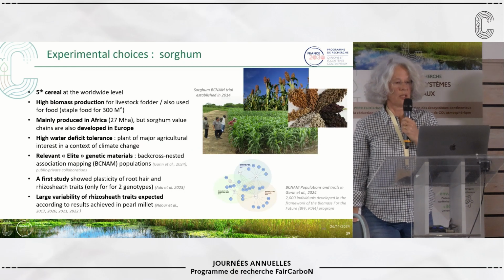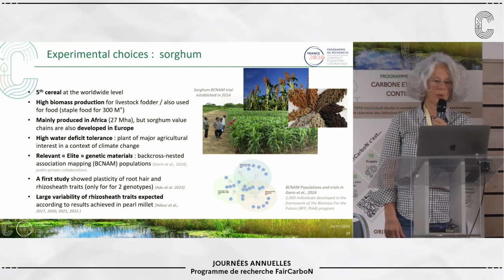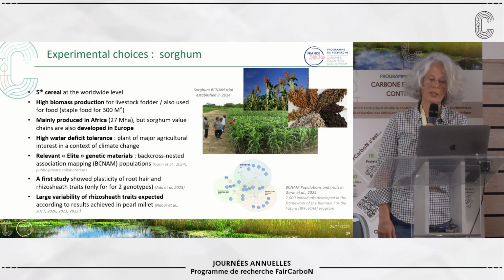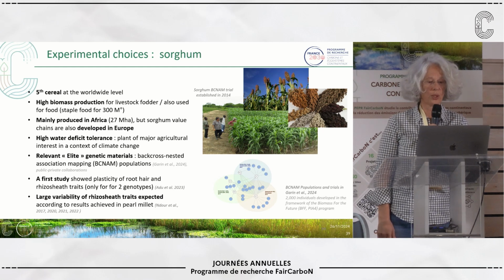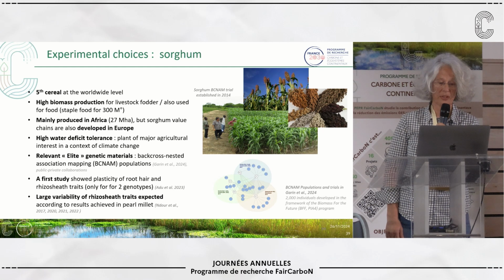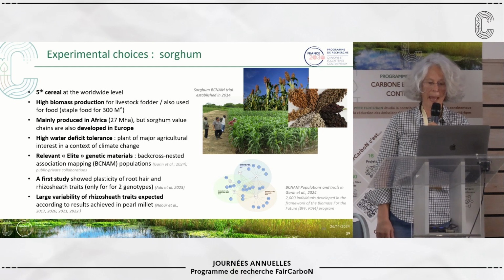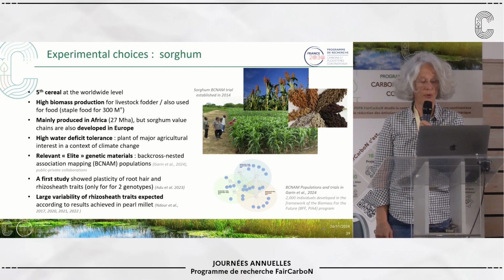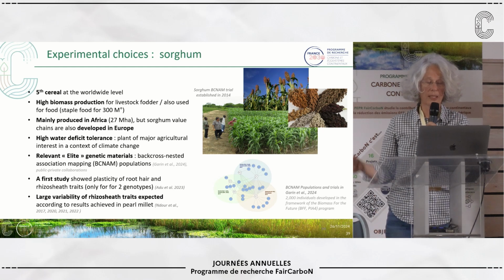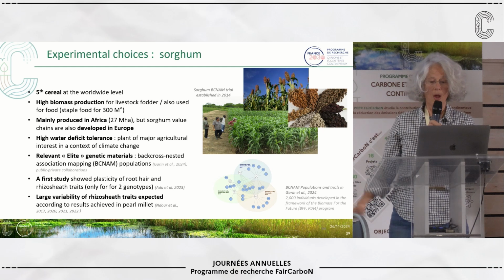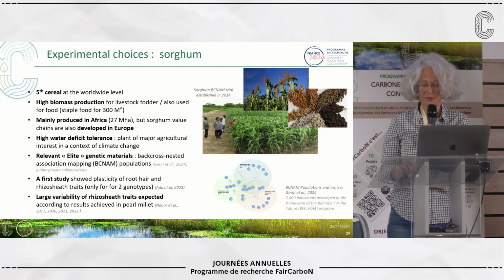Regarding experimental choices now, our focus is on sorghum. Sorghum ranks as the 5th most cultivated cereal worldwide, characterized by high biomass production and tolerance to water deficit. Additionally, backcross nested association mapping lines are available for sorghum. And sorghum is also closely related to pearl millet that we have seen just before, for which results on RhizoSeq genotypes were very convincing.